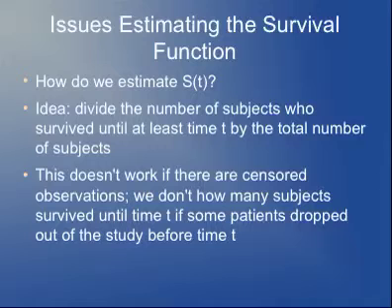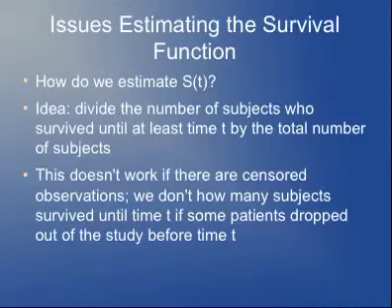And so how do you estimate the survival function? Well, the simplest way to do it is you just take the number of patients who survived at least 5 years, divide by the total number of patients. Well, unfortunately, it's a little more complicated than that if there are censored observations.